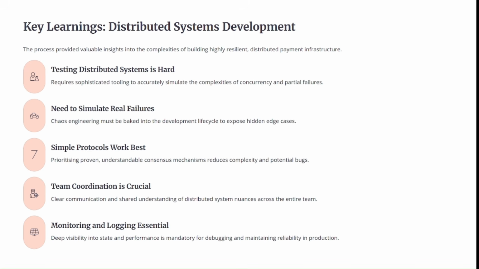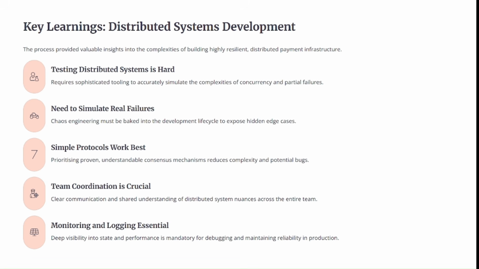Team coordination was another critical factor. Distributed systems aren't just technically complex, they also demand strong collaboration. Ensuring everyone on the team shared a clear understanding of how different components interact was key to avoiding miscommunication and design mismatches.